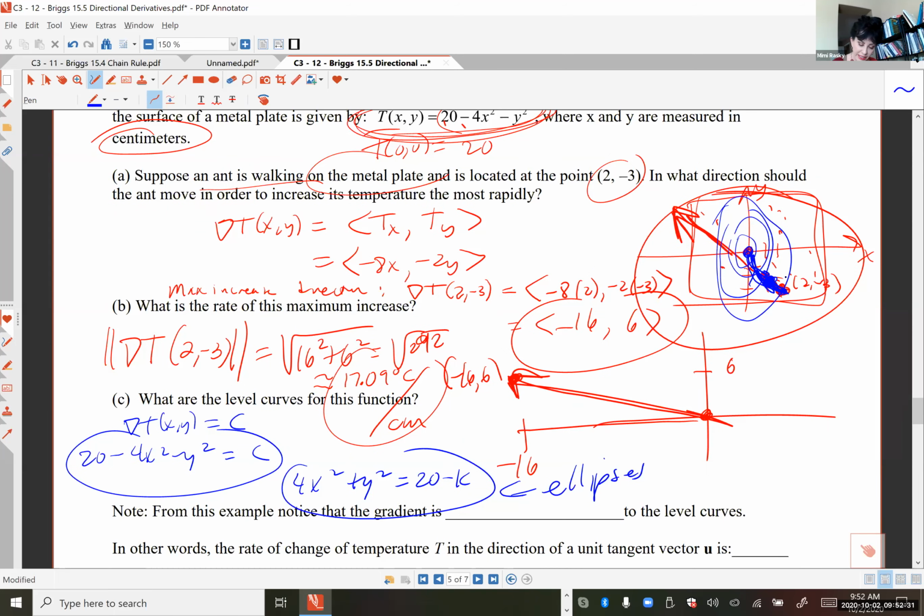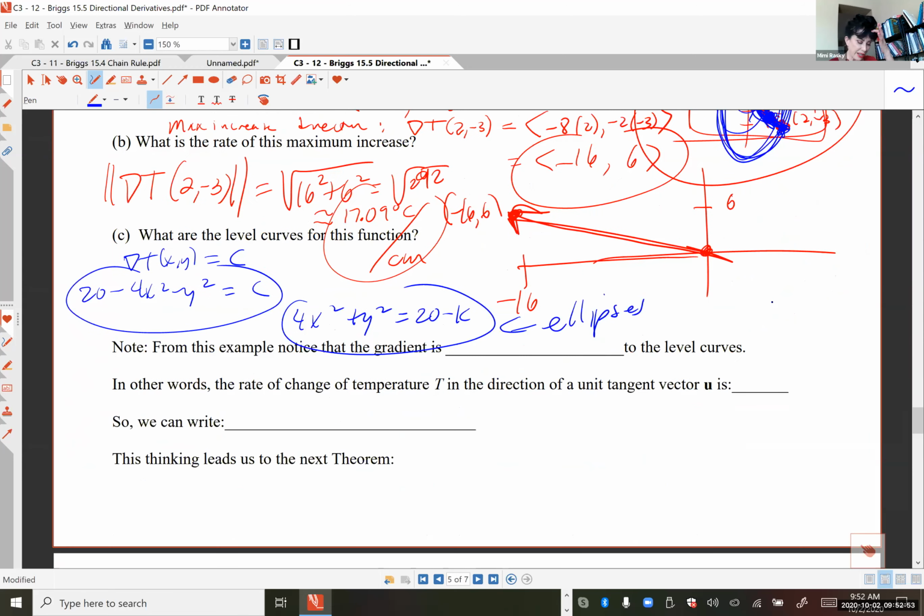So if the ant stayed on his own personal level curve right there, let's say he didn't want to get hotter. Let's say the ant was like, hey, I'm good. I like this temperature. Where else can I go but stay at the same temperature? As long as he stayed on this ellipse that he's on, he'll stay at his same temperature and not change, okay? So that's kind of important to know.